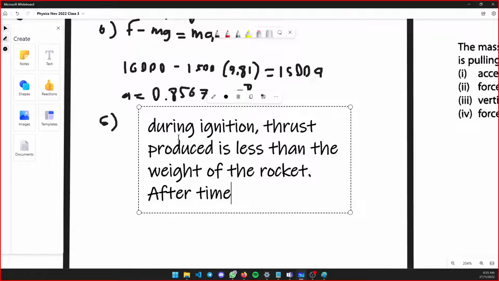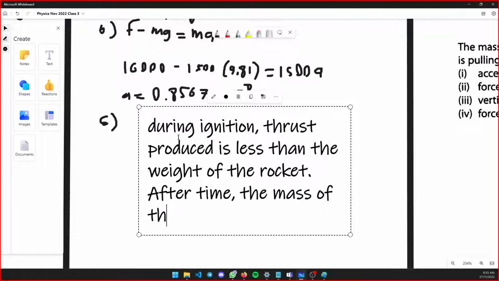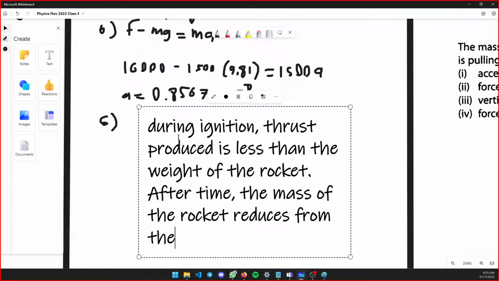So after time, the mass of the rocket reduces from the fuel combustion. Remember here the mass is actually decreasing. Slowly, the fuel keeps burning, and that burning reaction causes more thrust. Okay, this is rocket science. The joke we say is, this isn't rocket science. This is literally rocket science.